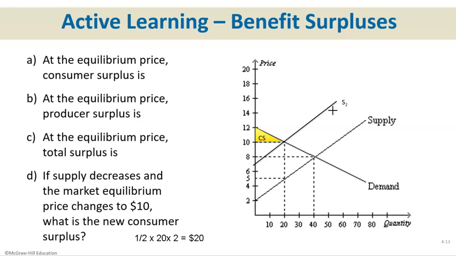In this portion of the chapter, we've been able to dig a lot deeper into what an efficient market looks like and how the consumers and producers are affected. In the next portion of the chapter, we're going to start looking at our market failures and specifically externalities.